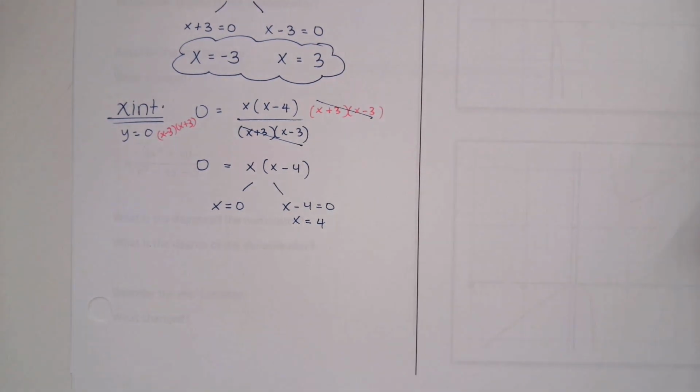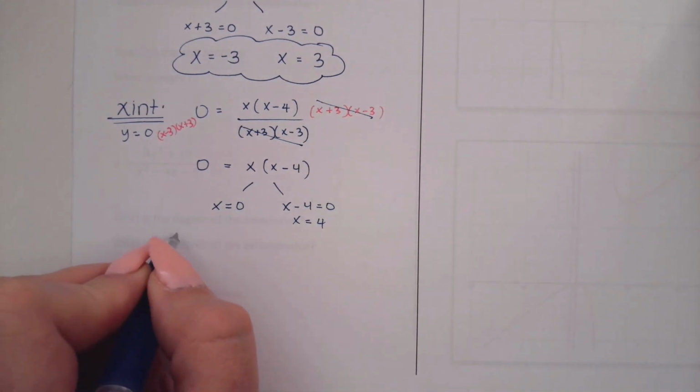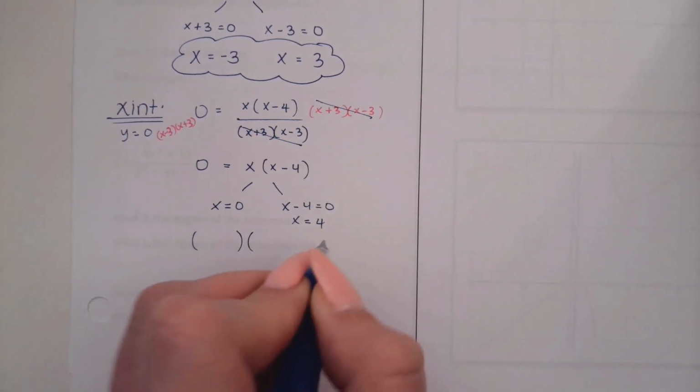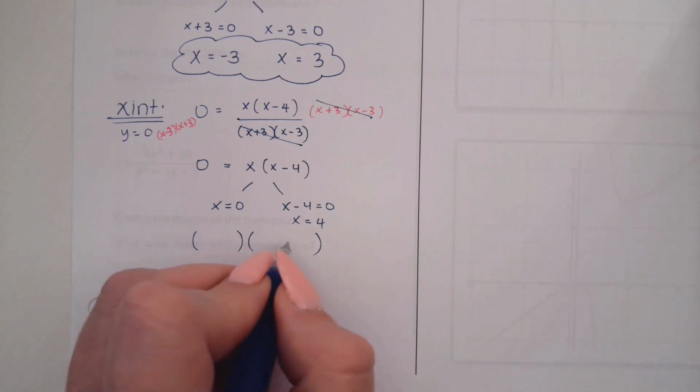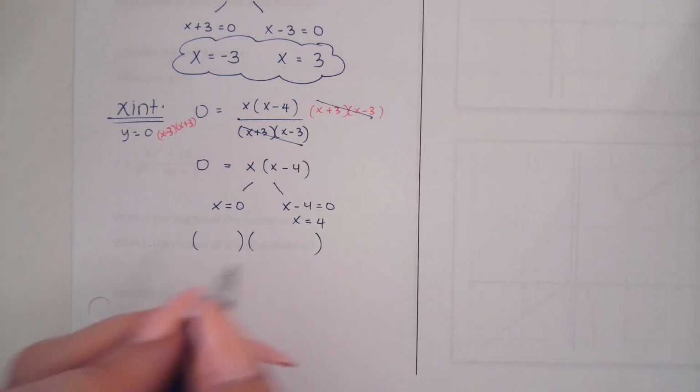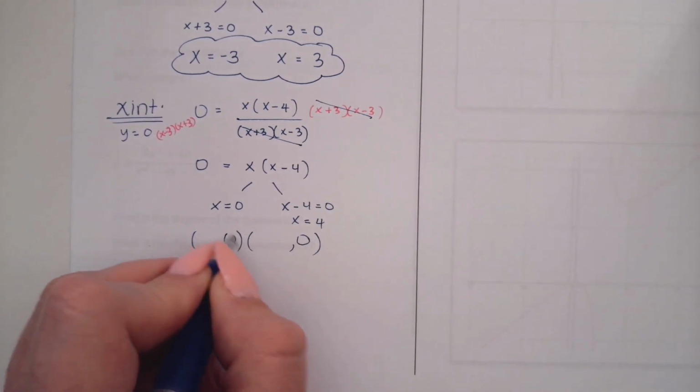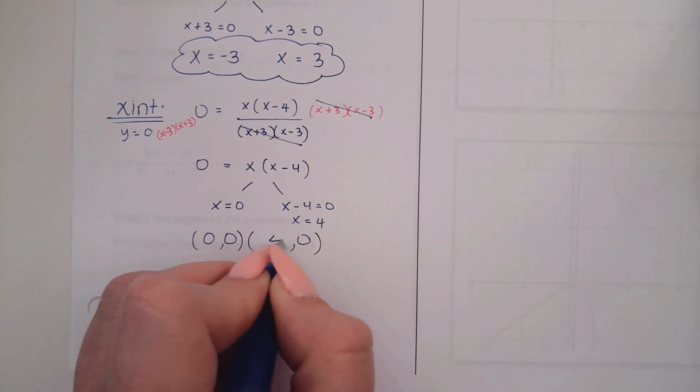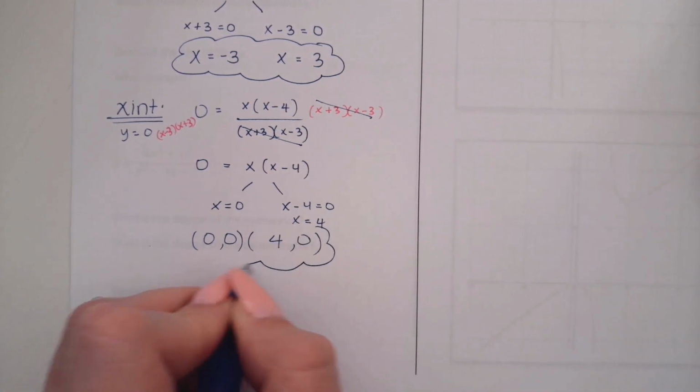But remember, for x-intercepts, how do we want to write our answers? As points, right. How many points should I be writing then? 2. The y value on both of these points is what number? 0. Because we put a 0 on for y. (0, 0) and (4, 0) are my two x-intercepts.